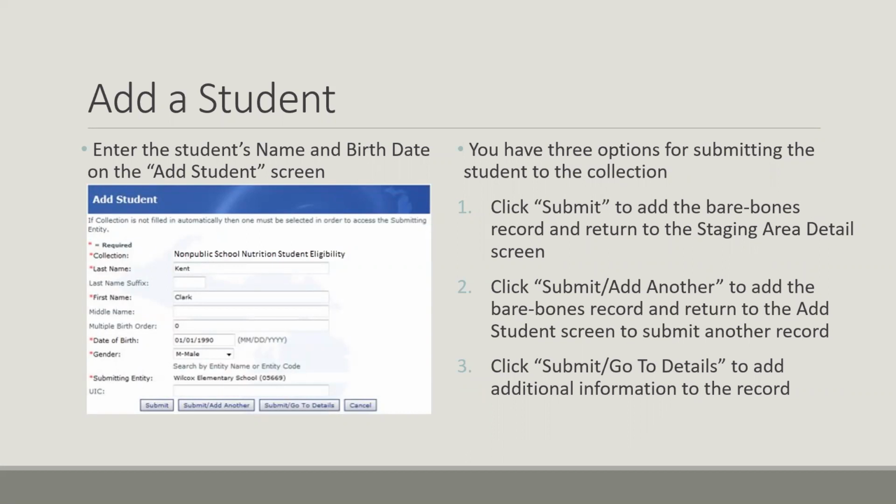You have 3 options for submitting the student to the collection. 1, click Submit to add the bare bones record and return to the staging area details screen. 2, Submit, add another to add the bare bones record and return to the Add Student screen to submit another record. Or 3, Submit, go to Details and add additional information to the record.